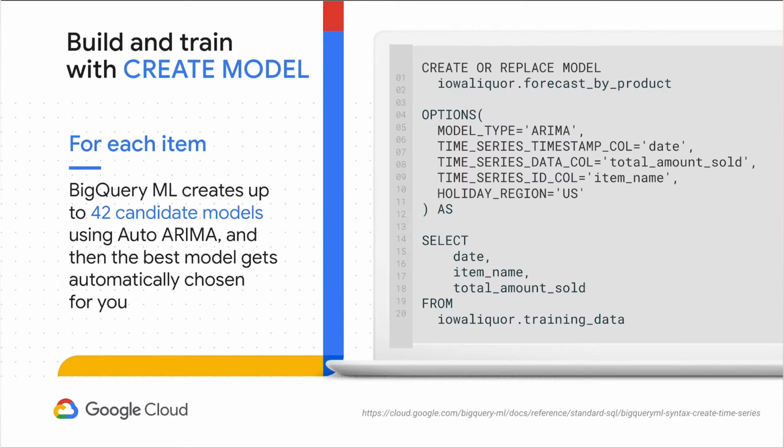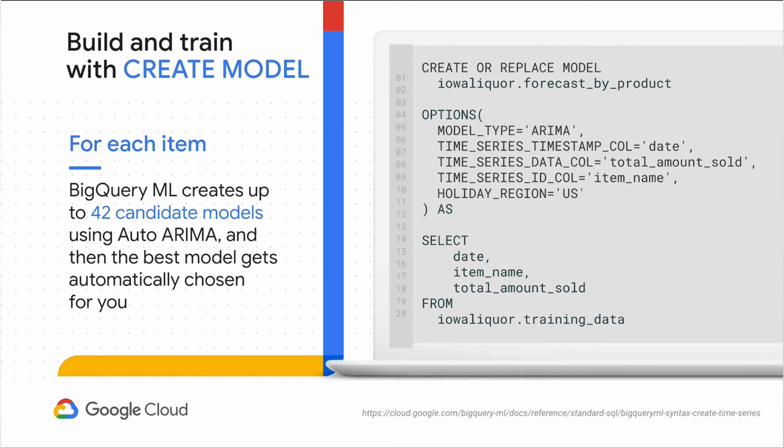Now, the other thing, for each of the items that it's going to be building this model off of, so for Captain Morgan, that liquor, that item, BigQuery ML is actually going to be training up to 42 candidate models. So what's actually happening is it's using AutoArima to try to find the best possible model across these up to 42 candidate models.